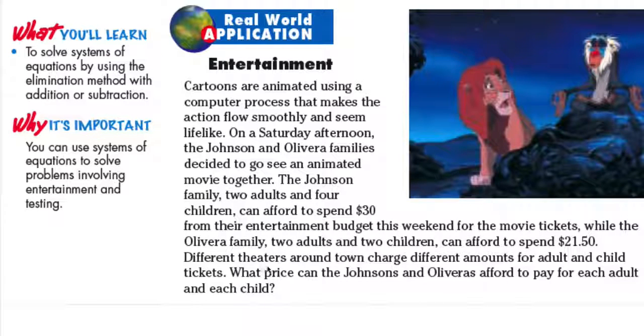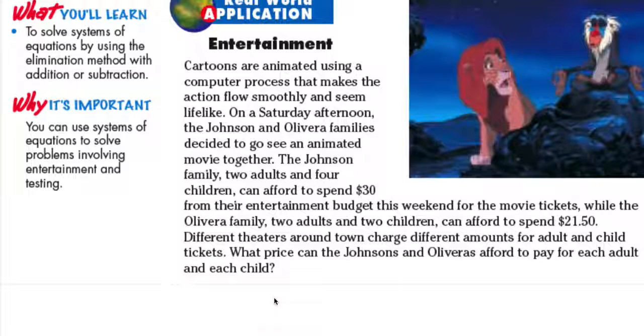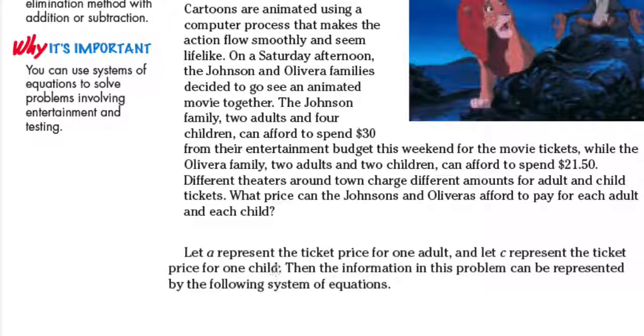Different theaters around town charge different amounts for adult and child tickets. What price can the Johnsons and Oliveiras afford to pay for each adult and each child? So let's answer this question. We need to let A represent the ticket price for one adult, and C represent the ticket price for one child. The information in this problem can be represented by the following system of equations.